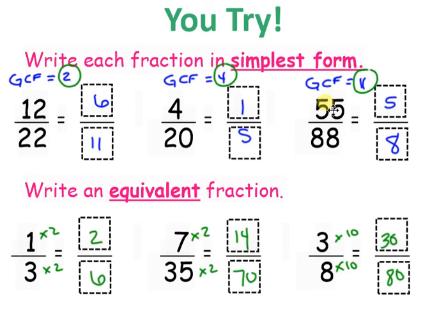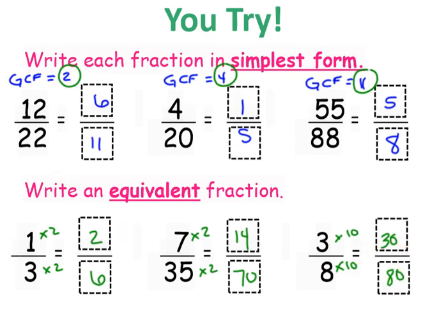Now down here, our answers are going to vary a lot with the equivalent fractions because you might have decided to go much bigger than me, much smaller than me, etc., etc. 1 over 3, I kept it simple and I multiplied the top and the bottom times 2. I came up with 2 over 6. 7 over 35, I also kept it pretty simple. I multiplied by 2. Now, you could have gone smaller on 7 over 35 and gotten 1 over 7. But I ended up with 14 over 70.